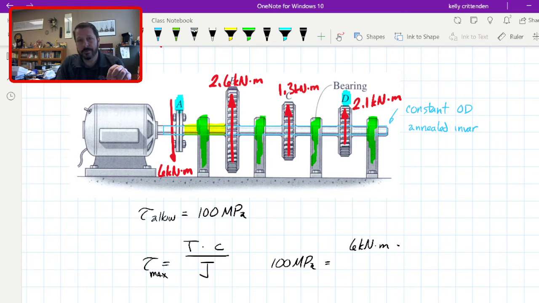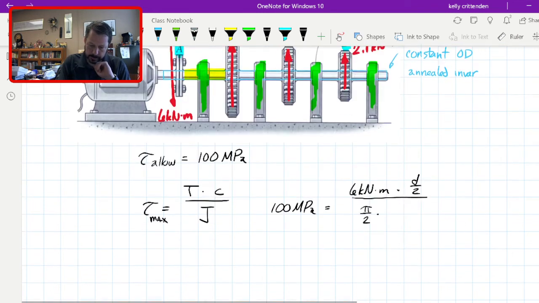We're trying to solve for the diameter. So the diameter is C. Well, the radius is C. So if I put D over 2 for C, then there's the diameter, over pi over 2 times, and again, c to the fourth, but let's look at that.